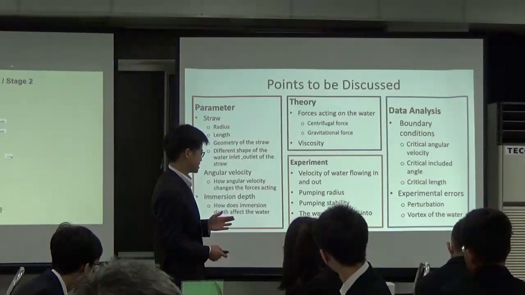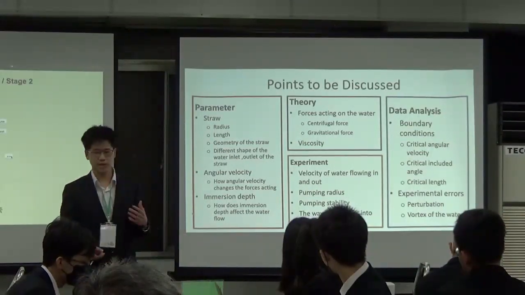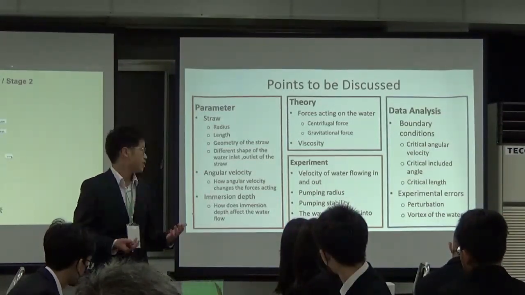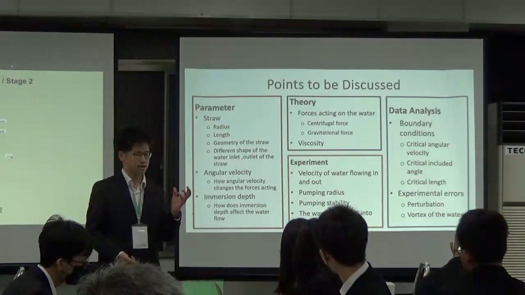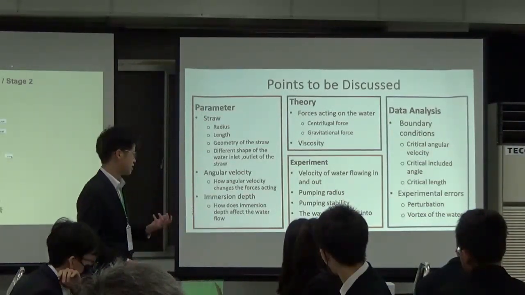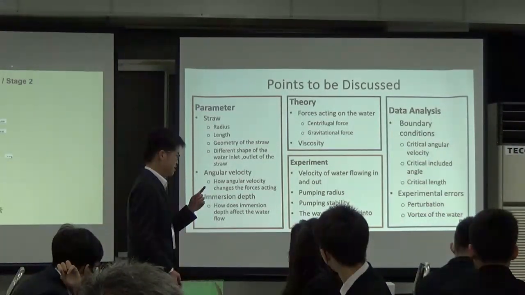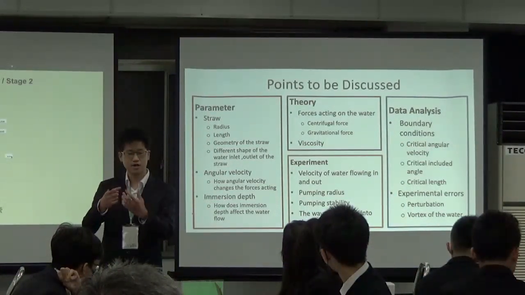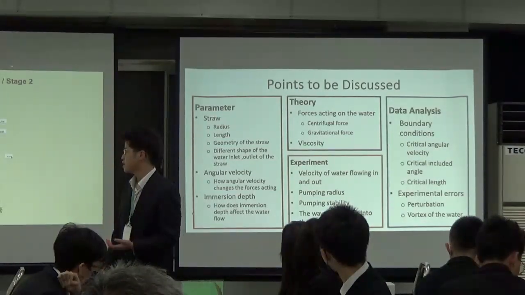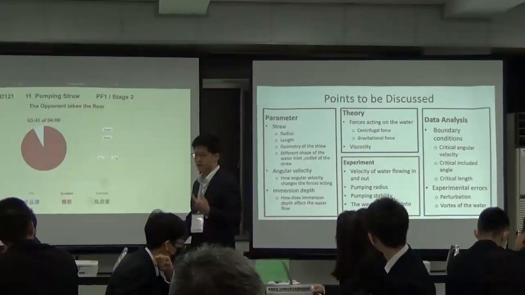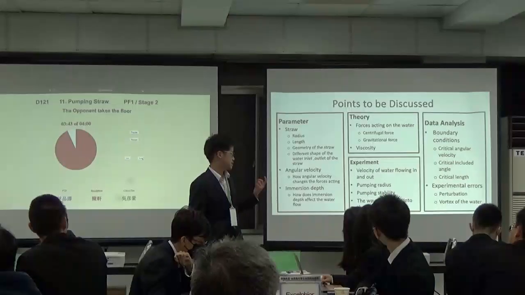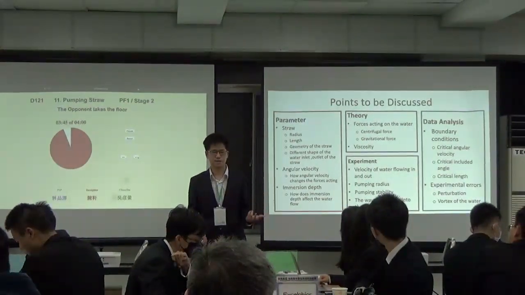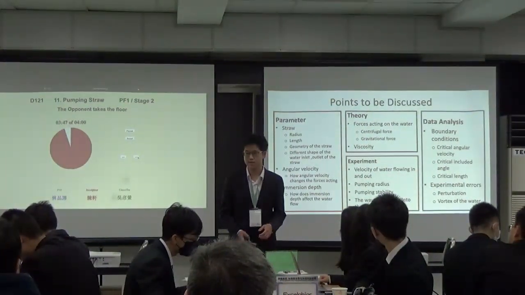And then we'd like to discuss some experimental errors which may be caused by the report's setup, or may be caused by the perturbation or the vortex that forms on the water. And then we'll also discuss the friction caused by the material of the straw, and some deviations that may be caused by other factors. And thanks, that's all.